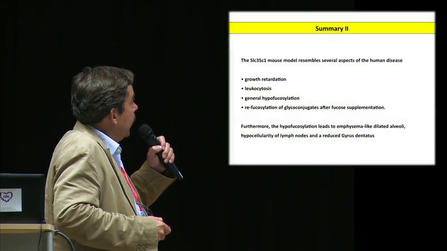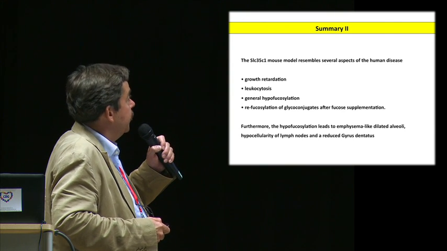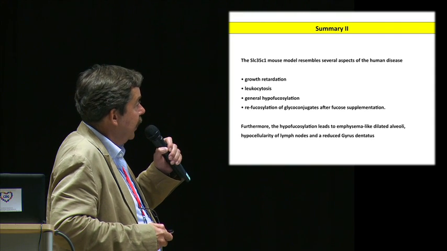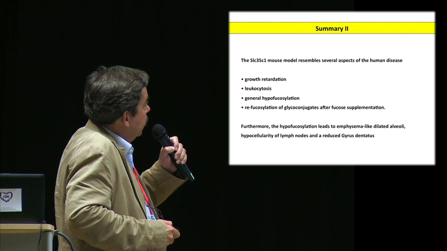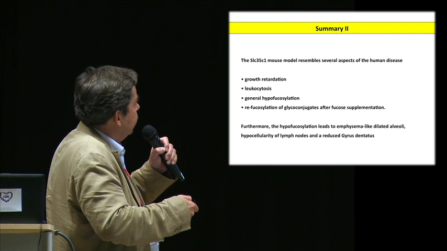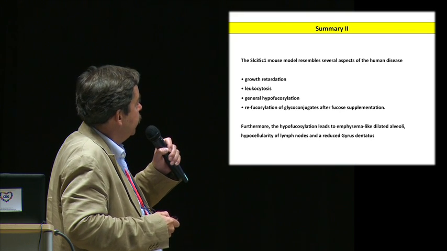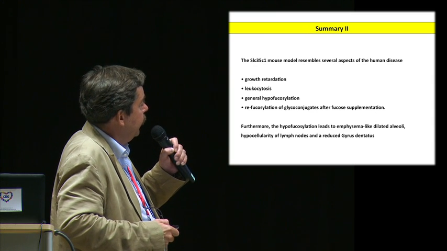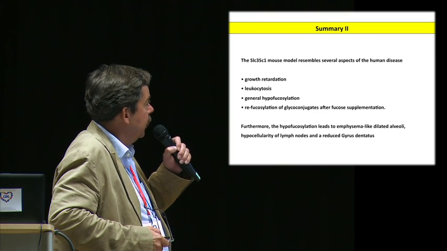So the SLC35C1 mouse model, also the CDG-2C mouse model, to say it in the old words, resembles the human disease in several aspects: growth retardation, leukocytosis, general hypofucosylation, and it is possible to refucosylate the glycoconjugates by fucose supplementation.